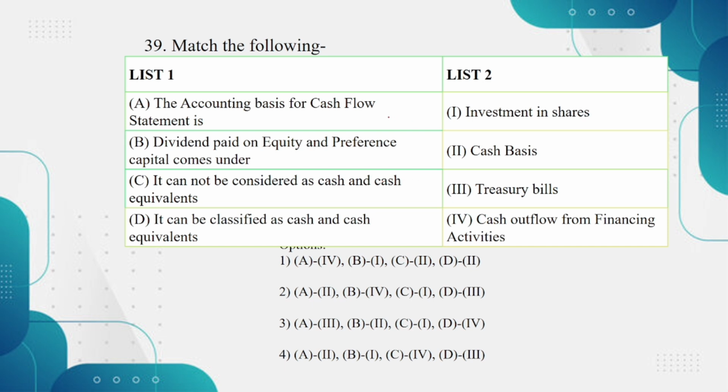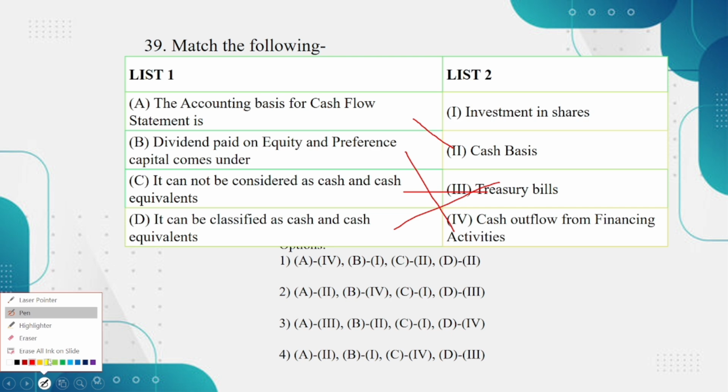You know very well the accounting basis for cash flow statement is cash basis. Dividend paid on equity shares and preference shares comes under, you know very well, paid. Paid means it is coming under the financing activity. It can be classified as cash and cash equivalents, treasury bill.